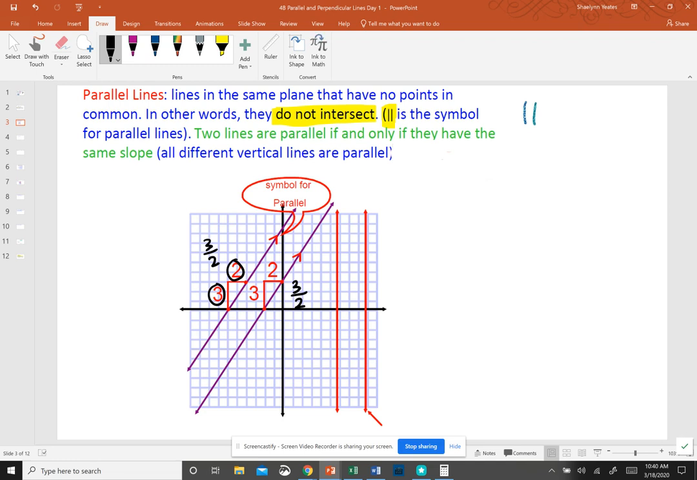Now, if they're vertical lines, this would be the line x equals 6, and this would be the line x equals 9. Because they're both x equal, they will in fact be parallel, which you can see on this graph by the fact that this is straight up and down, this is straight up and down, and they will never have a point in common, even off of what I can see.